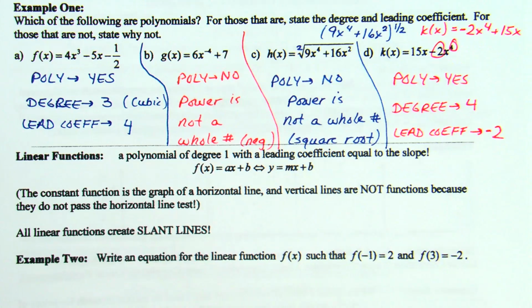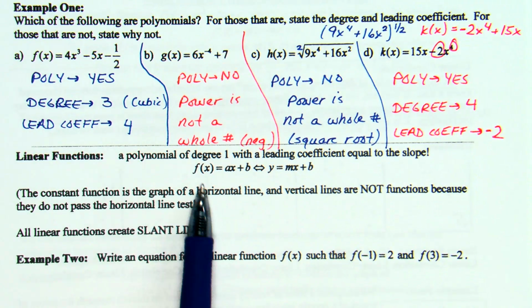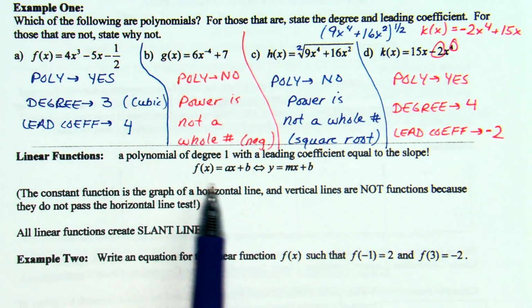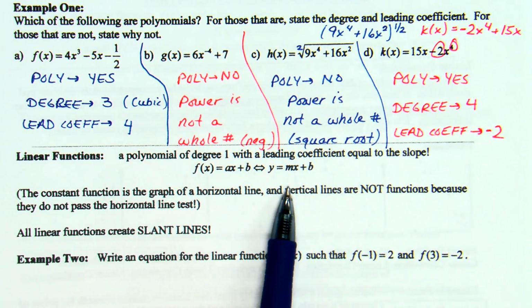Linear functions. Okay, you guys know linear functions. You've been working with these since Algebra 1. A polynomial of degree 1 with a leading coefficient equal to the slope. We talked about this earlier, didn't we? When I said ax plus b, we talked about how that is just like saying y equals mx plus b. So when we talk about a linear function of that ax plus b form, it's the same thing as saying y equals mx plus b. Okay.